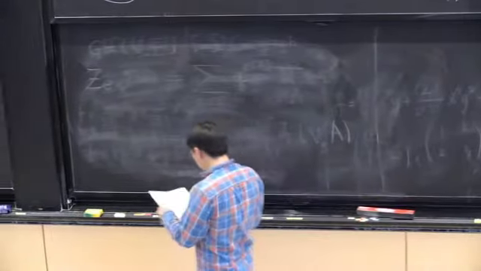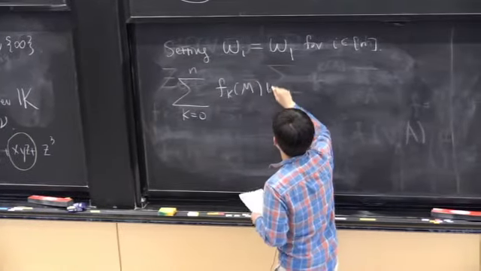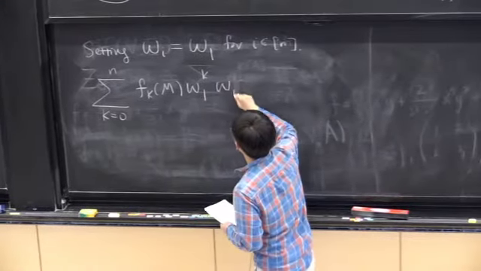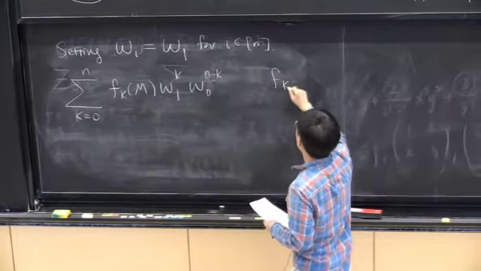So I can specialize even further by setting all the variables Wi other than W0 to equal one variable, W1, for all i in n. And then we get this polynomial, the sum over k equals 0 to n of fk of A, m, W1 to the k, and W0 to the n minus k, where fk counts the number of k-element independent subsets.